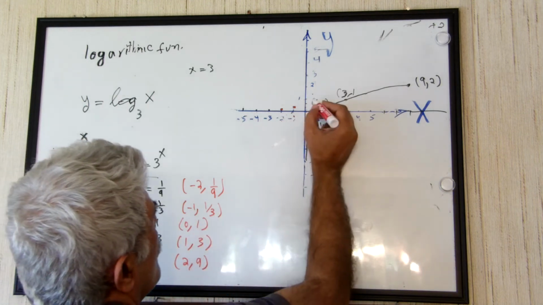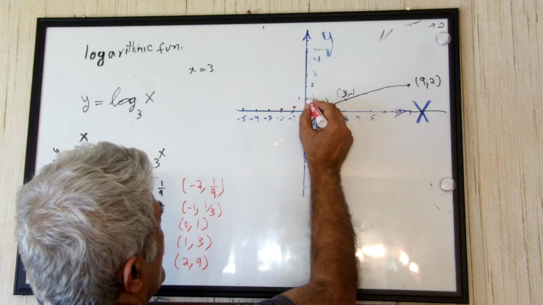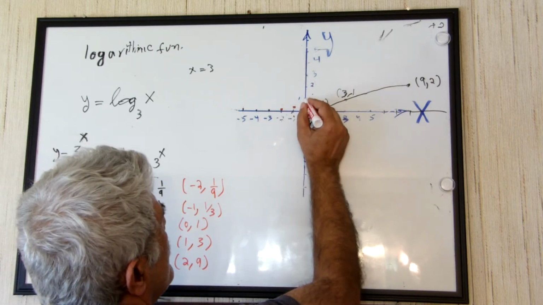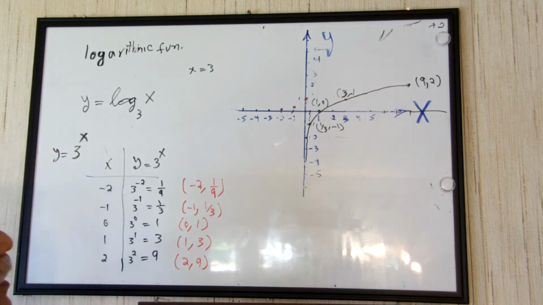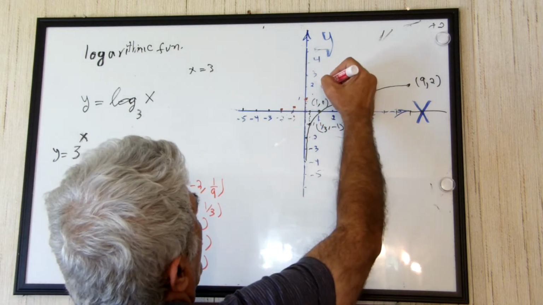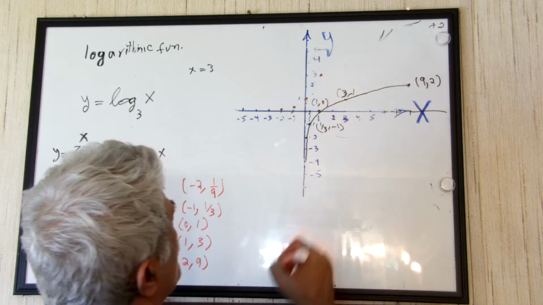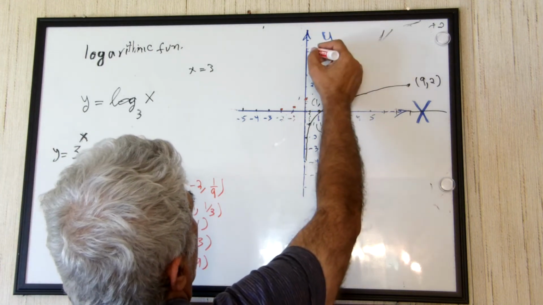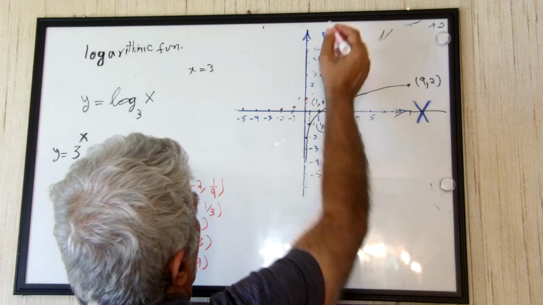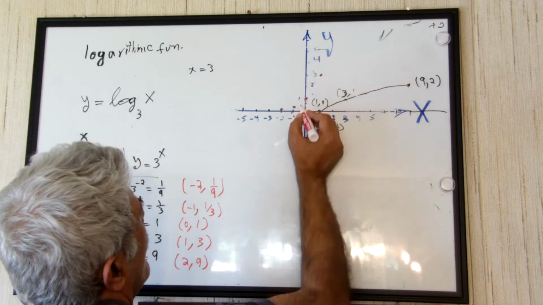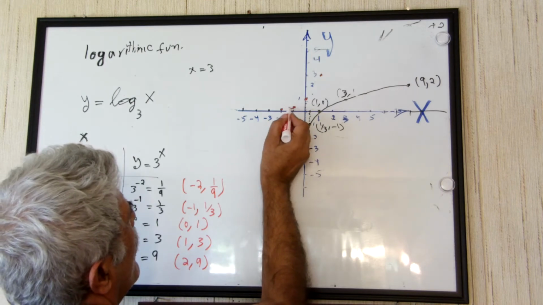X is 0, y is 1. It's going to be this point here, and this is on the y-axis. This is 0, 0 here, and then 1 and 3. It's going to be this point, and then 2, 9. 9 is going to be somewhere up there. So we connect these points.